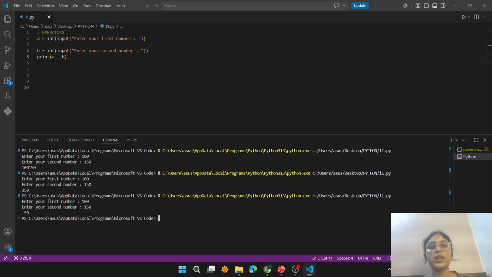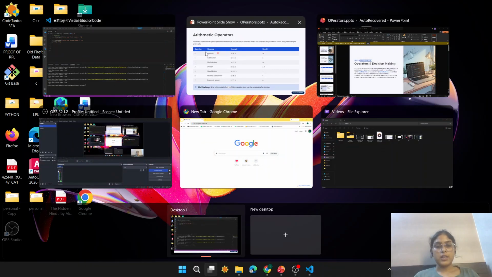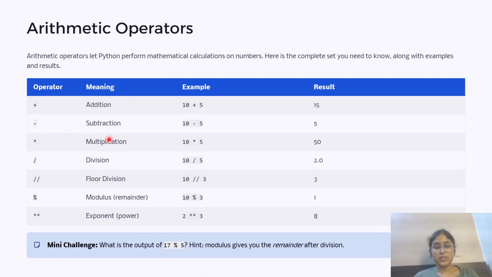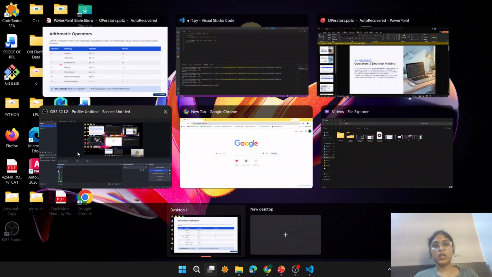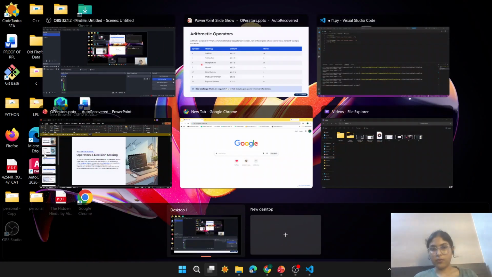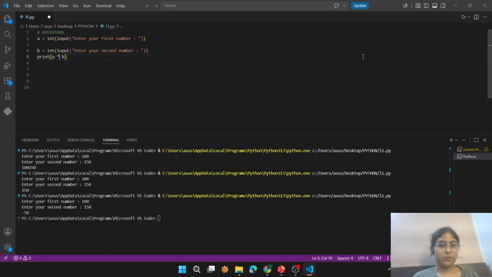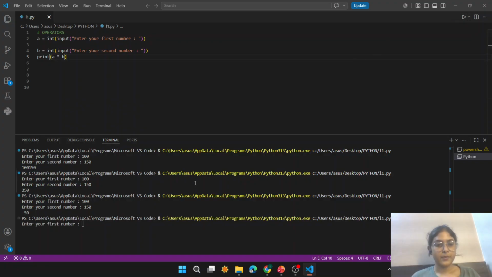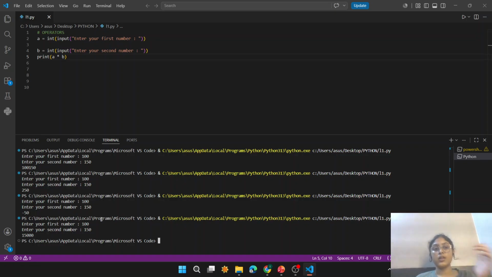For multiplication, it is different. We don't use the cross symbol for multiplication here. What we use is this star symbol. This is used for multiplication. As I told you, you just have to remember these operators and their meaning. Otherwise, this is the easiest topic of everything we have learned till now. So let's see what happens when multiplying. Let's multiply 100 and 150, and we get the answer 15,000. It's as simple as that.